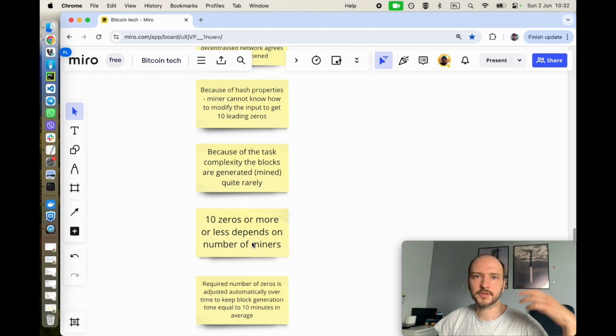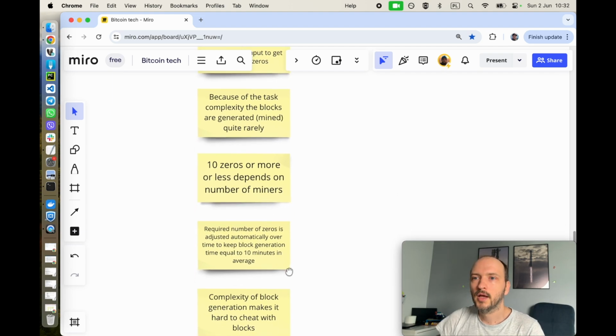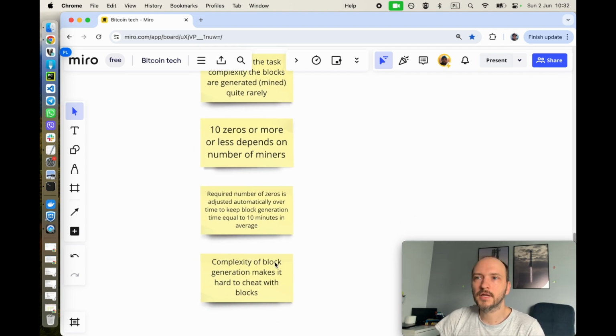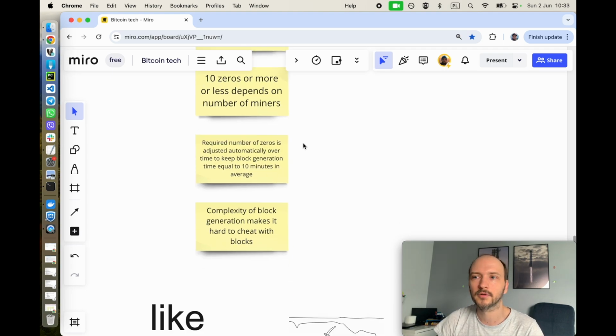If the number of miners is increased, then the complexity increases and more zeros should be in the beginning of the hash. And if there is a smaller number of miners, then the complexity decreases. Yeah, and this number of zeros is adjusted automatically. It's just programmed inside the Bitcoin algorithm, basically. And complexity of the block generation makes it hard to cheat with transactions, so it takes some time to find this random number and this hash that starts with zeros. That's why it's not that easy to find the block and to cheat with the block. We'll speak about it in more detail later.